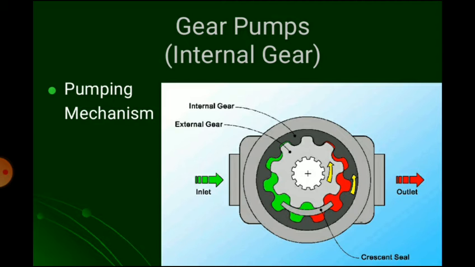So the construction: these pumps have an internal gear or rotor which rotates concentrically in the casing. This internal gear meshes with an eccentrically mounted external gear which is driven by a motor. A crescent seal supported from the end cover of the pump seals between the suction and delivery chamber, and it does not rotate.